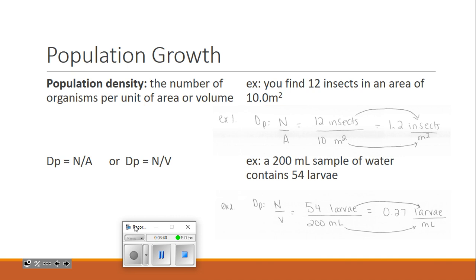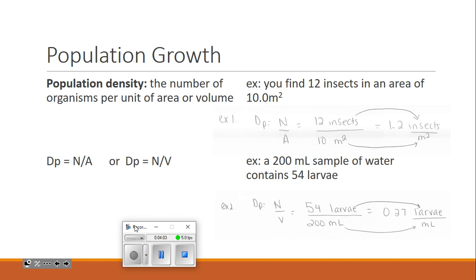Now, population density is not a number of organisms. So I can have a decimal number. That's a question that comes up. Hey, you can't have 1.2 insects. I could, actually, if I was weird and creepy and I cut one up, but because I'm not measuring the number of organisms here, I'm measuring the density, it's okay to have a decimal.